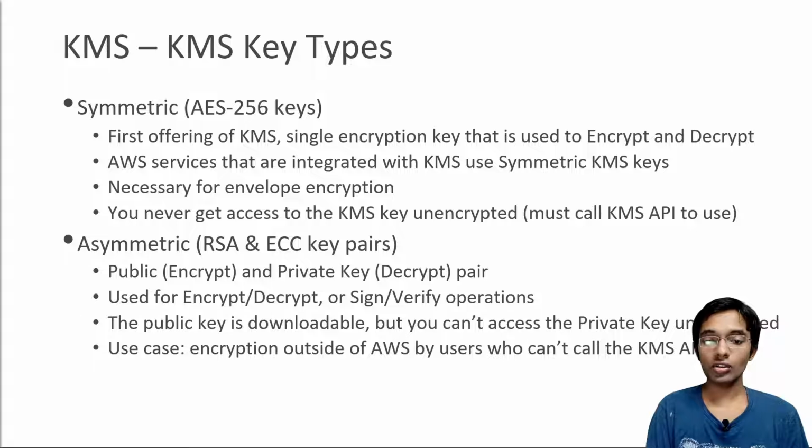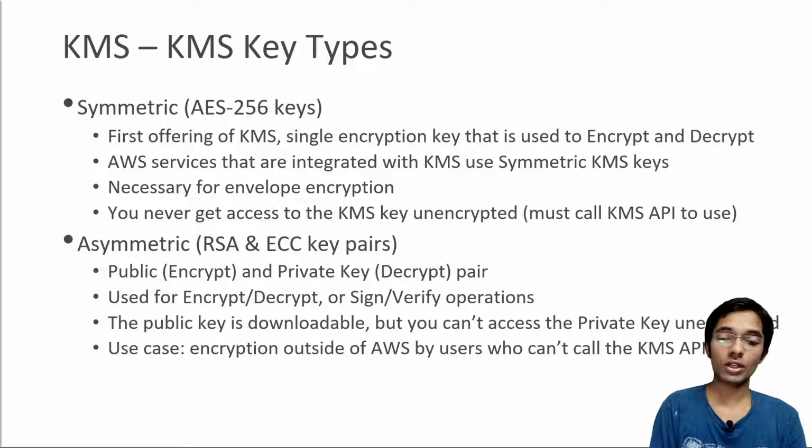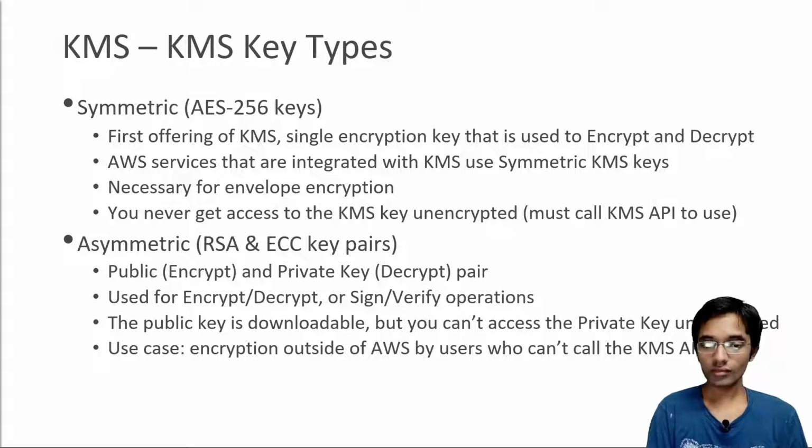Now the asymmetric keys are new, and it's a key pair, so a public key and a private key. The public key is used to encrypt and the private key is used to decrypt. This is very helpful when you want to do encrypt or decrypt, or sign and verify operations. You can download the public key, which means that you can encrypt stuff from anywhere, and you can send the public key to people you don't trust in untrusted environments. But once the data is encrypted with the public key, only the private key has the power to decrypt your information, and you still cannot use the private key unencrypted; you have to use the KMS API calls. So the use case for an asymmetric key is to have encryption outside of AWS by users who cannot directly call the KMS API for whatever reason.